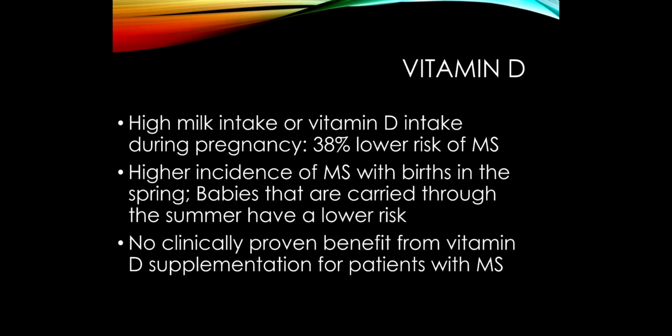In the last probably 8 to 10 years, there's been a lot discussed about vitamin D and its relationship with multiple sclerosis. So we do know that women who have a high milk intake, vitamin D intake during pregnancy, their children have overall a lower risk of developing multiple sclerosis. And likewise, there's a higher incidence of MS with births in the spring. And so basically, babies that are carried through the summer have a lower risk. All right, so births in the spring, less sun exposure overall during that 9-month period of time, therefore a higher risk of multiple sclerosis. So all of that is fascinating, but to date, there isn't any evidence that suggests giving vitamin D supplementation is helpful for patients that have multiple sclerosis, yet clearly there is some relationship there.